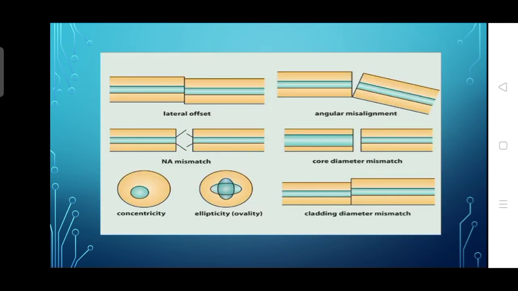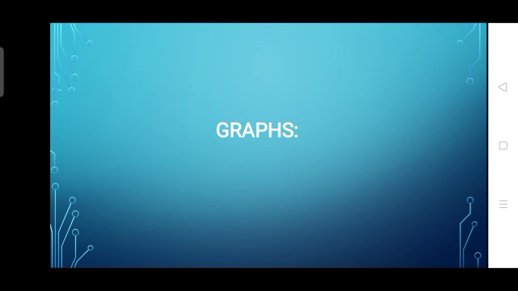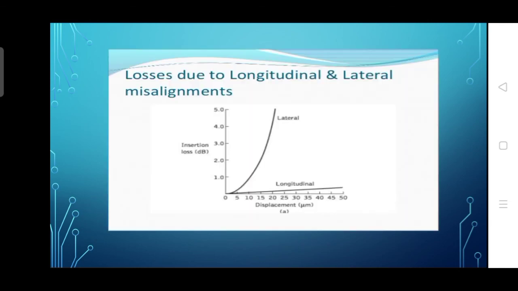So here are other forms of misalignment. There is a lateral offset, an angular misalignment which was mentioned earlier, the NA mismatch, the core diameter mismatch which is similar to the end separation, the concentricity, the ellipticity or ovality, and the cladding diameter mismatch. So here are their graphs.